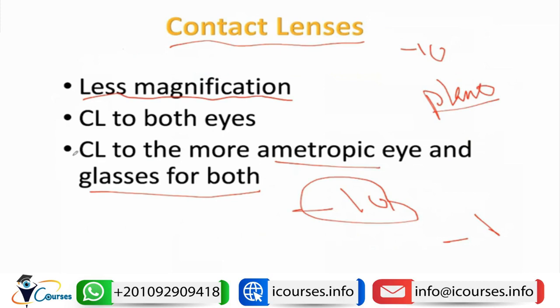Or this example can be used more for patients who have presbyopia. So if the patient has -10 in the myopic eye and plano in the other, they can have a contact lens of -10 in the myopic eye, and for the presbyopia, they can have their presbyopic correction of +2 or +3 or +1 or whatever for both eyes. So they can use the contact lens for far vision and the presbyopic correction for near vision.